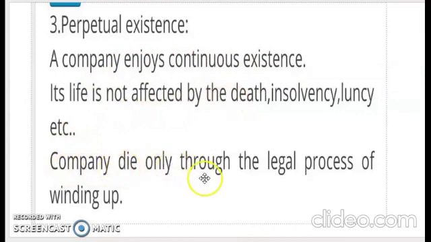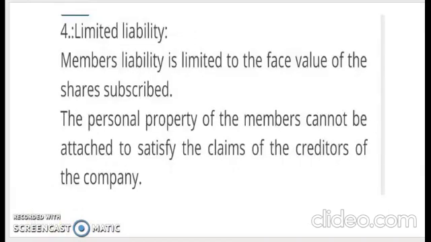The company dies only through the legal process of winding up, है ना। अगर लीगल प्रोसीजर करके कंपनी को बंद कर दिया, लीगल प्रोसीजर से जैसे चालू किया था वैसे अगर कंपनी बंद कर दी तो ही ये कंपनी बंद होगी, और एल्स इट हैज अ परपेचुअल सक्सेशन। नेक्स्ट वन विल बी लिमिटेड लाइबिलिटी. Members' liability is limited to the face value of the share subscribed.